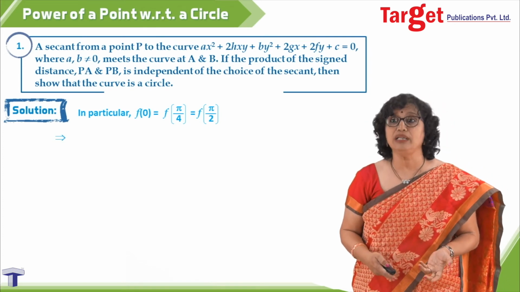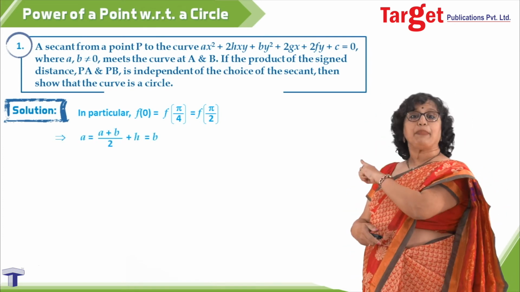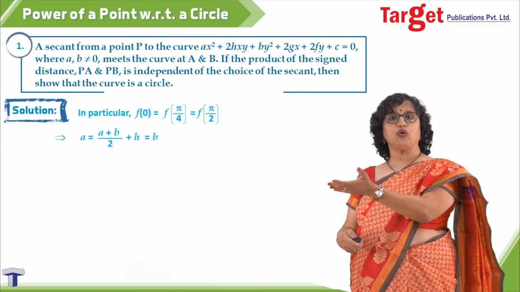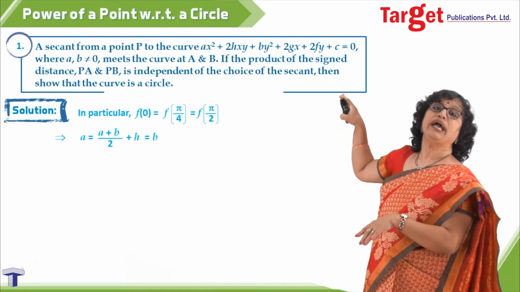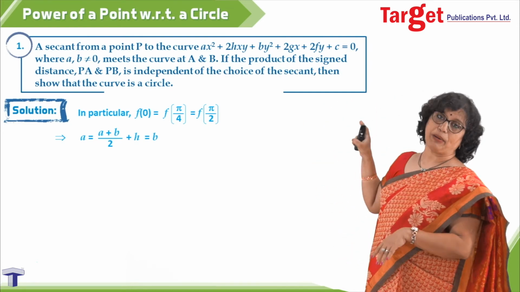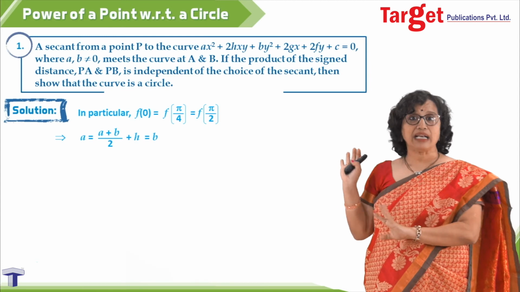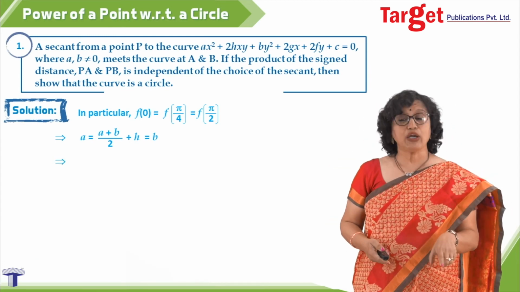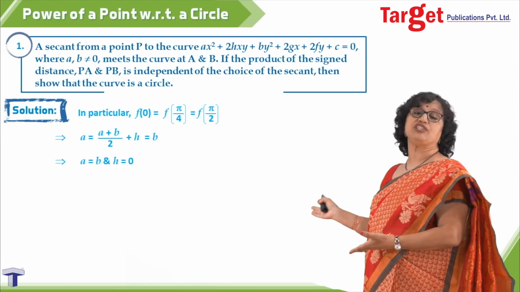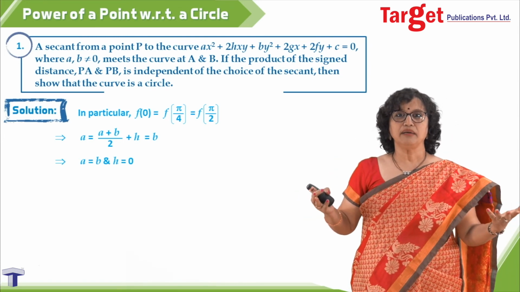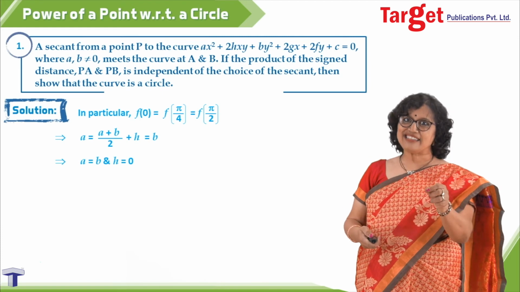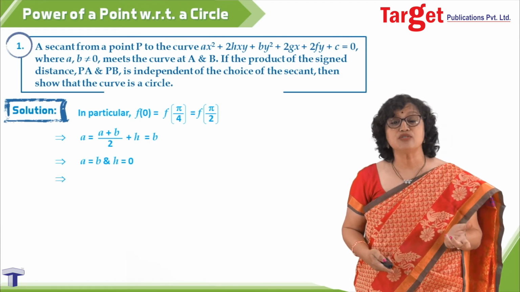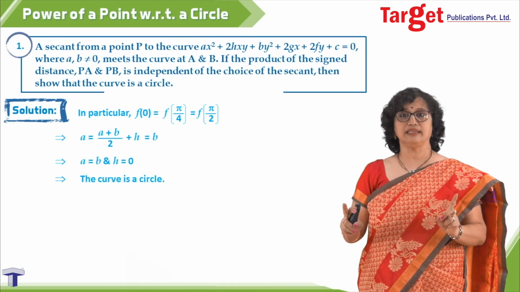And that would lead to a equal to (a plus b) whole divided by 2 plus h, and a also would turn out to be equal to b. That is due to f0, f pi by 4 and f pi by 2 being equal. Using that, it is going to happen. If that is the thing, then what have we achieved? We have achieved a equal to b, and also we are achieving h equal to 0. If that is the thing, what does it tell? It tells that the equation with which we started represents a circle. So the given curve is nothing but a circle, right?